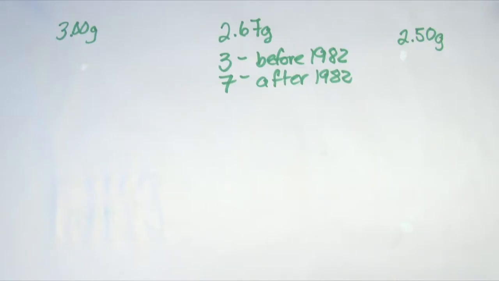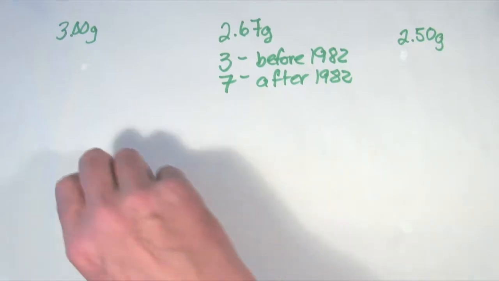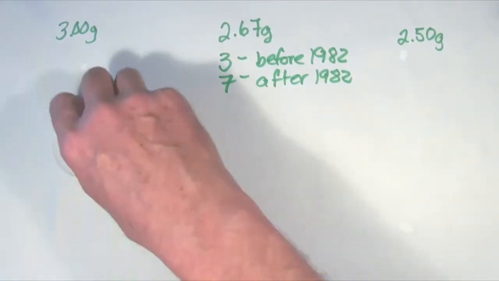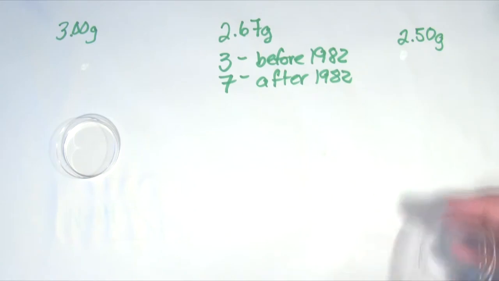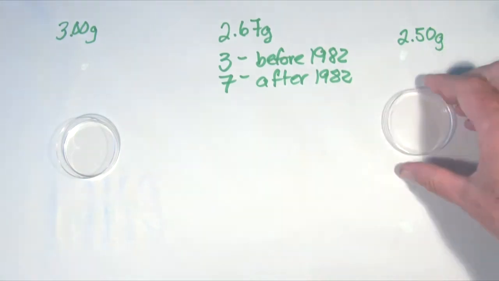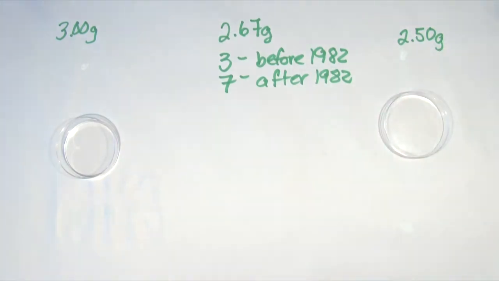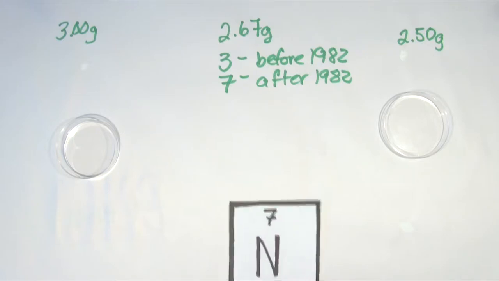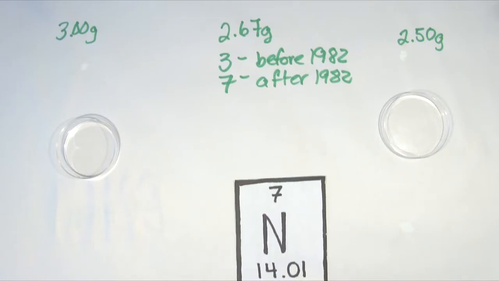Okay, so now let's talk about atoms and see what these pennies have to do with the atoms. Atoms, as you know, have a nucleus surrounded by electrons. This is going to be our nucleus for an atom, and this will be a nucleus of another atom. Okay? Now, there's nothing in the nucleus right now. Now, the atom that we're going to be interested in is going to be nitrogen.